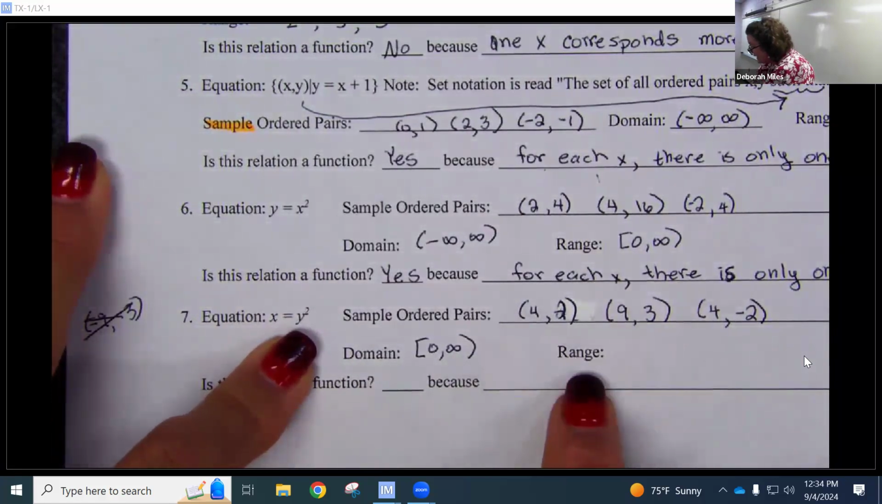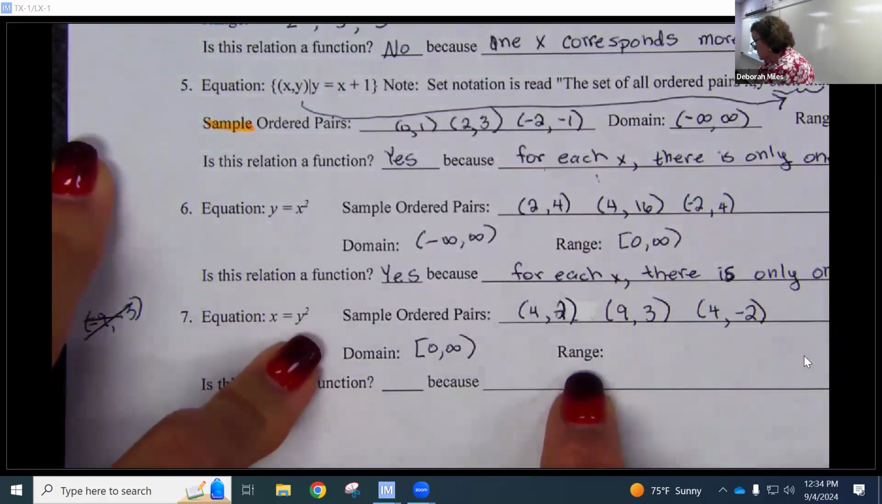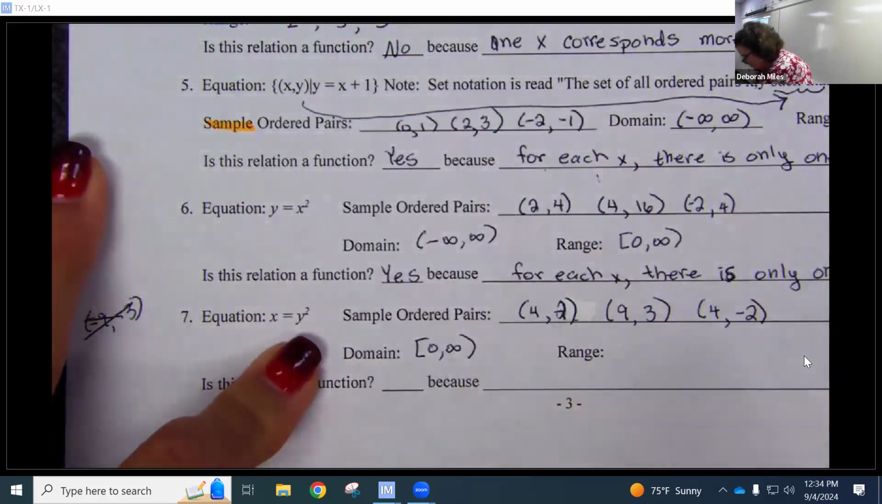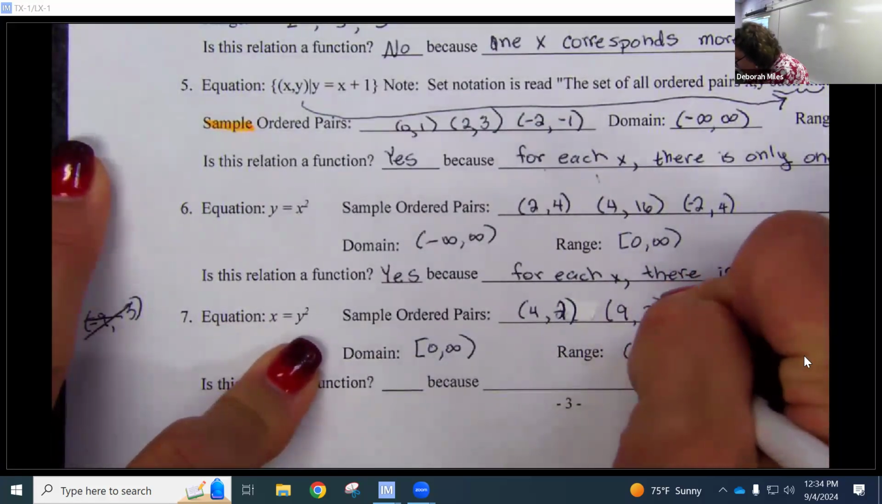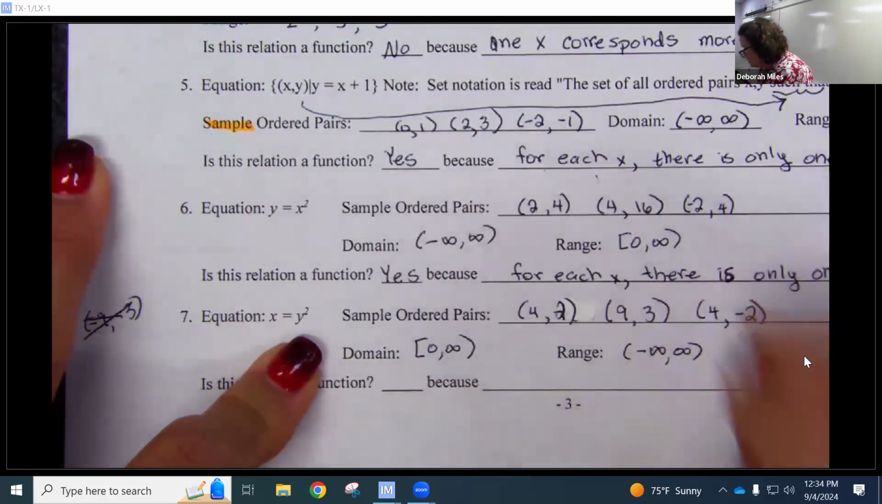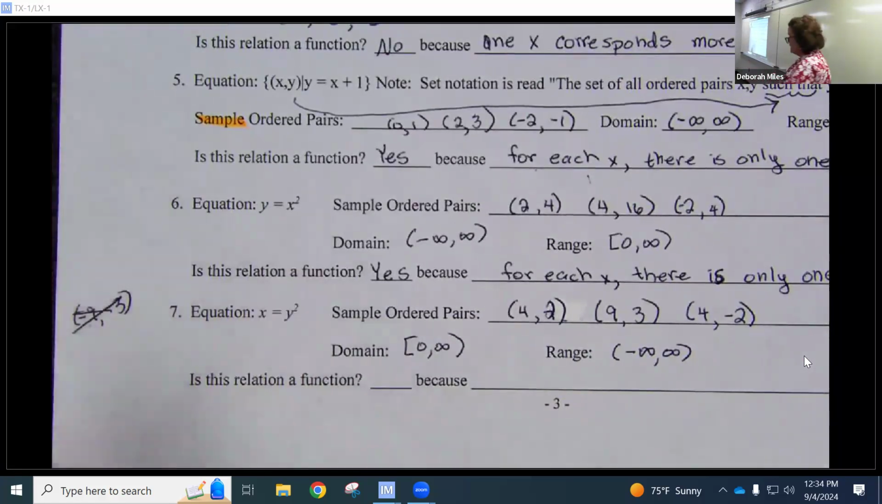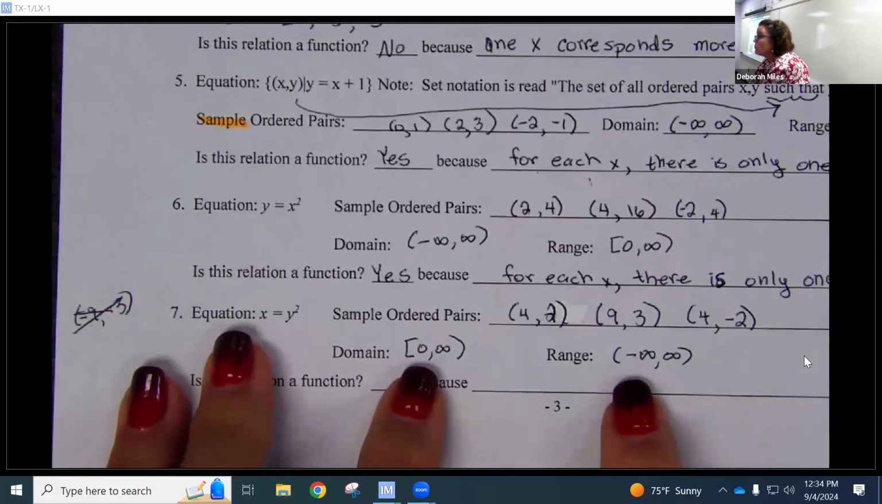What kind of y's can you square? You can square anything in the whole wide world. So the range is -infinity to infinity. Is that relation a function? So when you write that down like that, is it always negative infinity first?